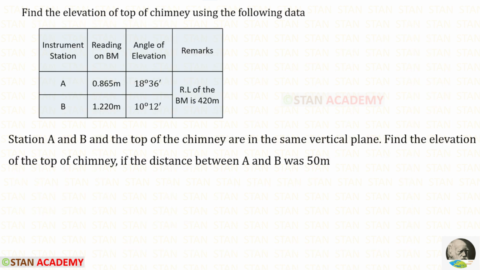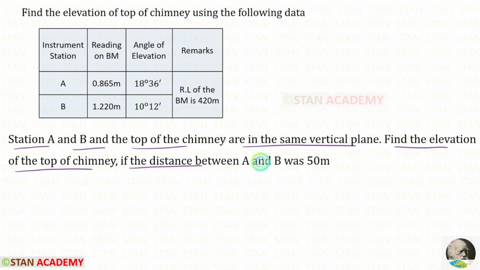Now let us do a problem. Find the elevation of top of chimney using the following data. The instrument stations are given as A and B. Readings on the benchmarks are given. The angle of elevations are given. The reduced level of the benchmark is given as 420 meter. Station A and B and the top of the chimney are in the same vertical plane. Find the elevation of the top of the chimney.